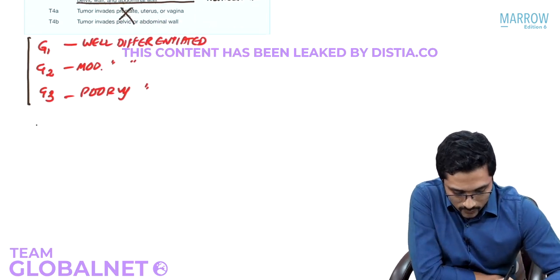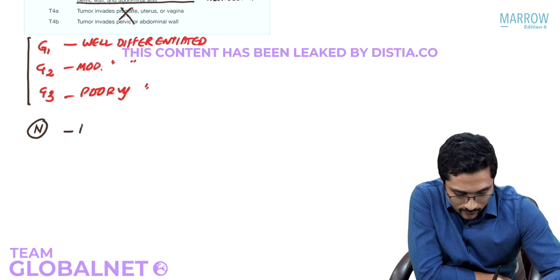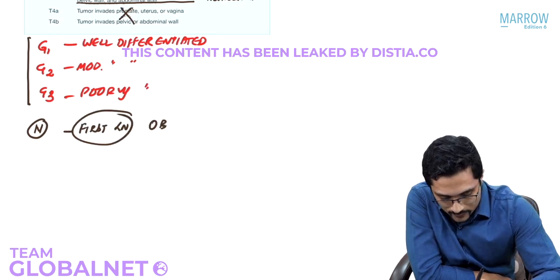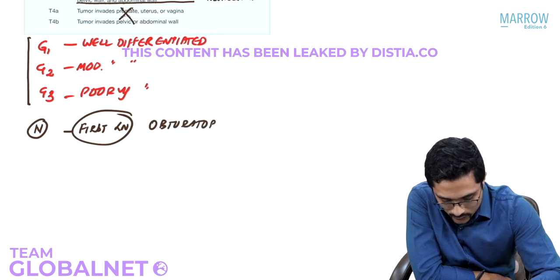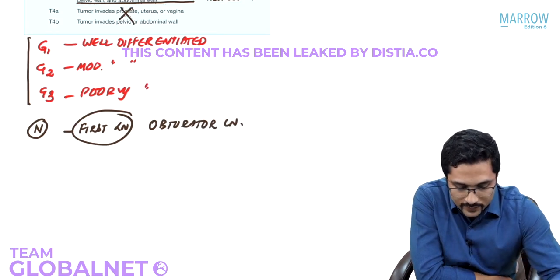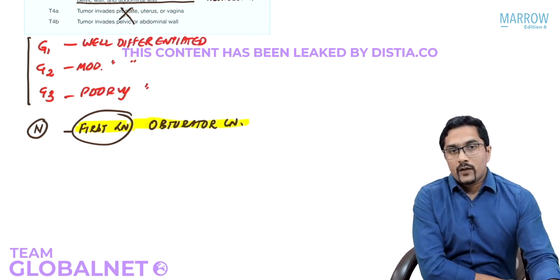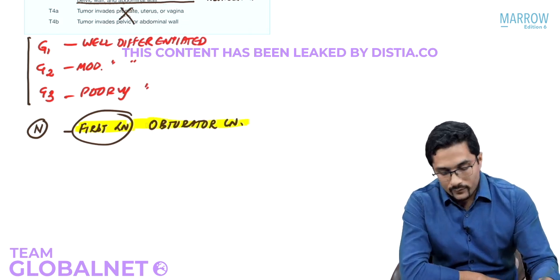Another thing which I want you to remember, the first lymph node drainage is to the obturator lymph nodes. This has also been asked in the exam. Lymph nodes from bladder cancer first drain into the obturator lymph nodes.